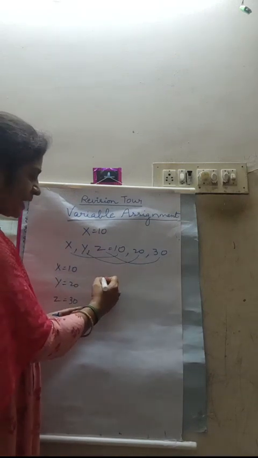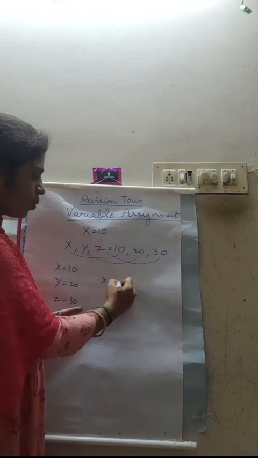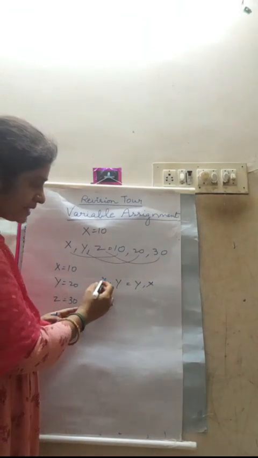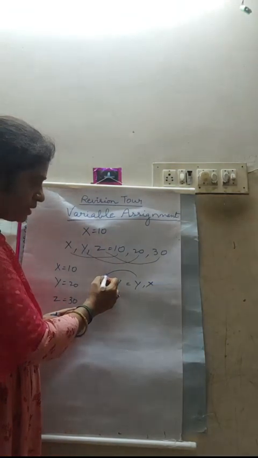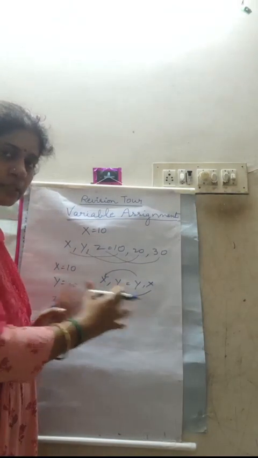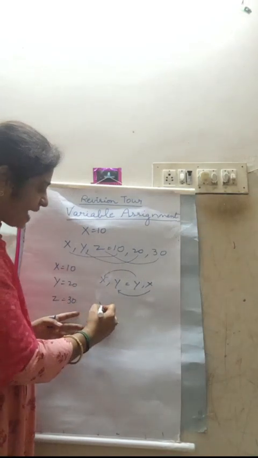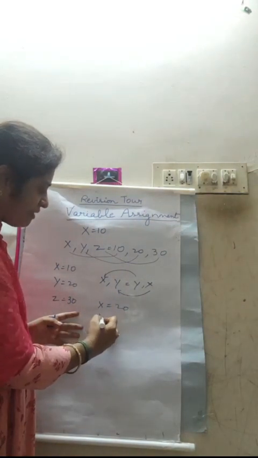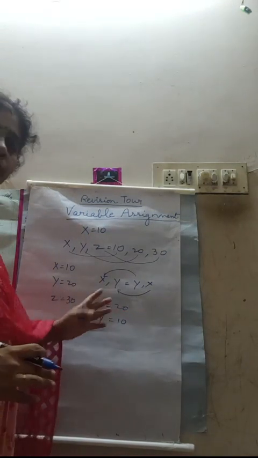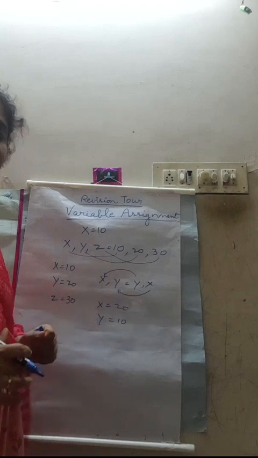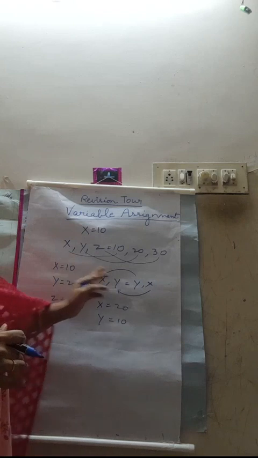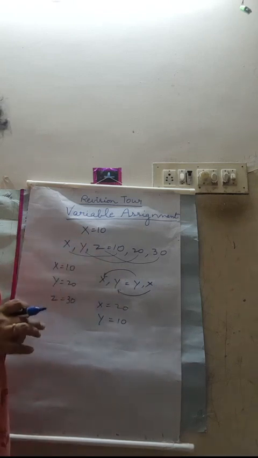I can write like x, y is equal to y, x. So what will happen is x will be assigned value y and y will be assigned value x. So the swapping will take place. That is, x will become now 20 and y will become now 10. If you print the values and see, the values will get swapped after this statement in Python. So in this way, you can do multiple assignment in a single statement in Python.